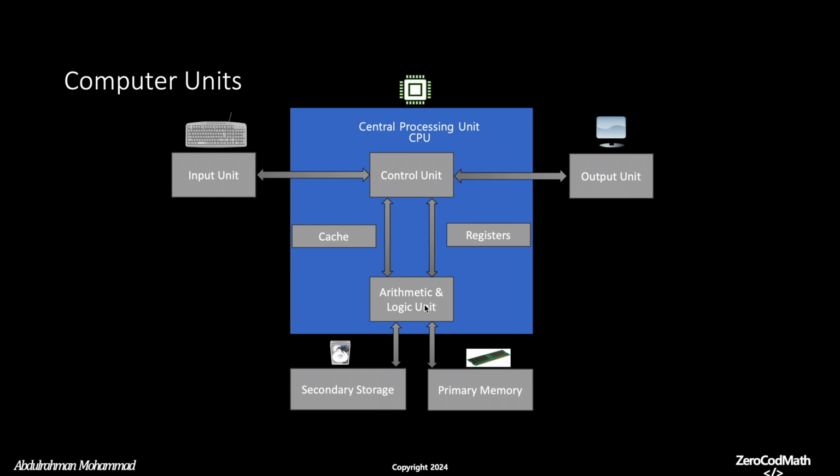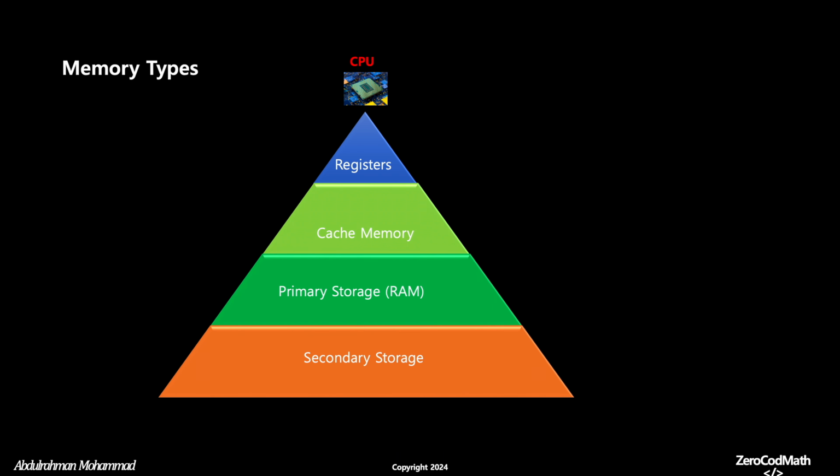Arithmetic and logic units are used for comparing results, like when we compare two numbers, which one is bigger, are they equal? Those we call arithmetic and logic units. Now let's see this diagram. Now, memory types. We said so far that we have secondary storage and primary storage, cache memory, registers.